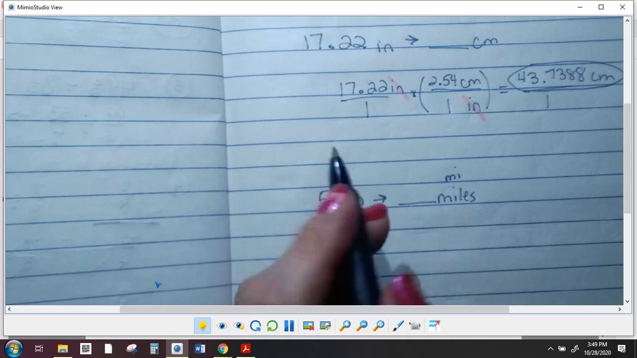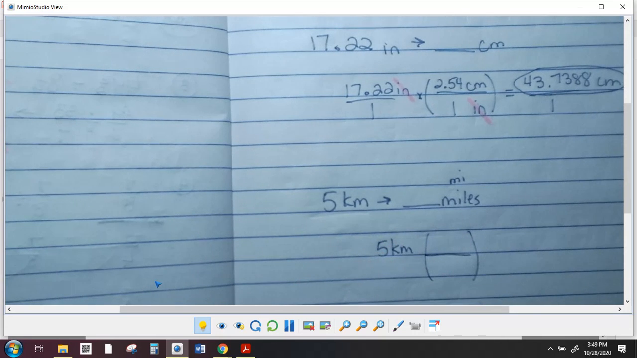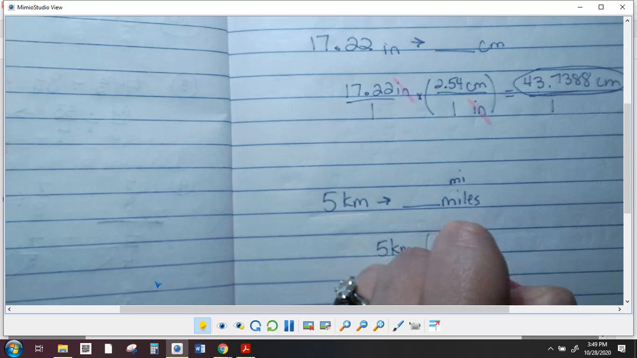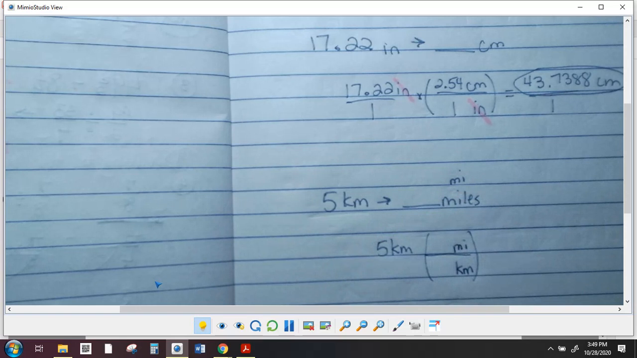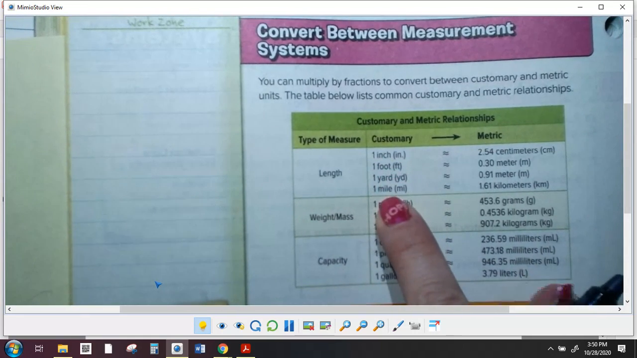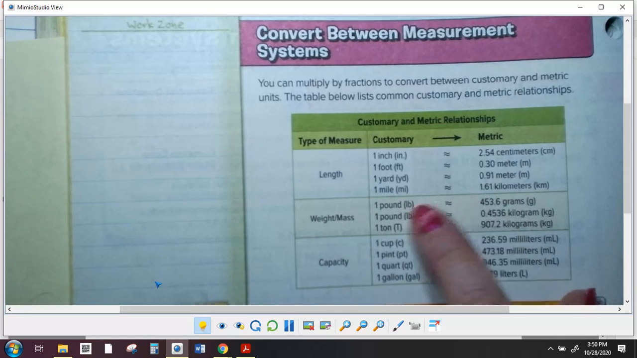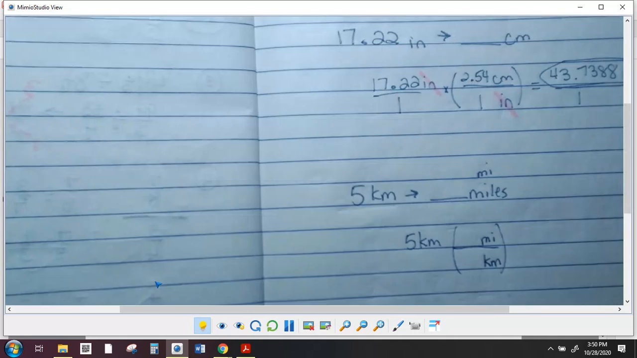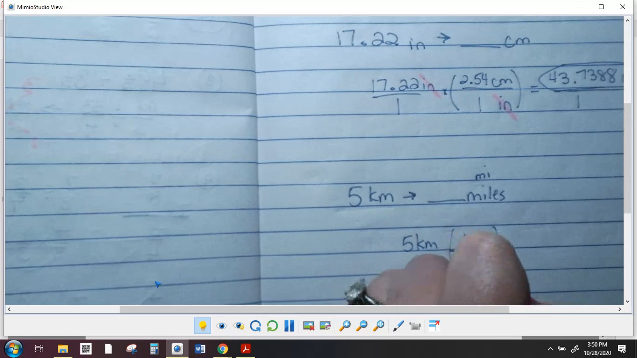Same steps. Write what I'm given. Make a set of parentheses with a fraction bar. Put the given units on the bottom. The new units on the top. Exactly the same as every problem I've done to this point. Then I go find my handy dandy chart. This is going to be in length or distance. So let's see, 1 mile is 1.61 kilometers. Kind of flipped from what we had before. But the 1 goes with the mile. Here's the mile, that's the 1. And the kilometers was 1.61.